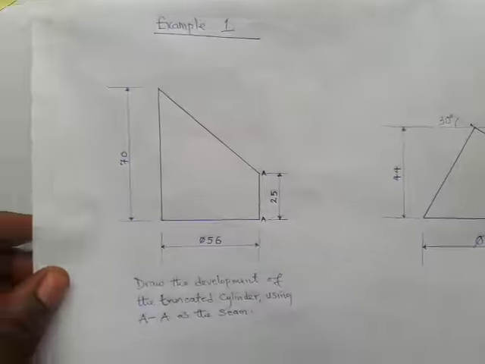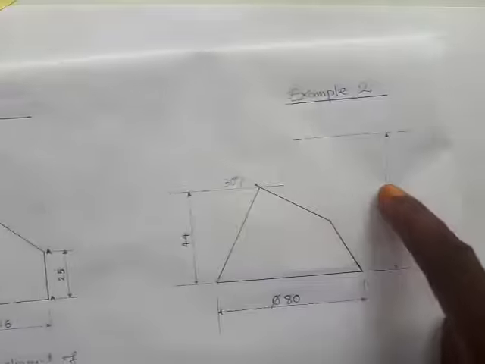Okay, so I have two questions here, example 1 and example 2. This is a truncated cylinder, and this is a truncated cone. So I'm going to be treating this in this video. We'll treat this example in the next upload. Okay, this is going to be like part 2 of it. Now take a very close look at this question.